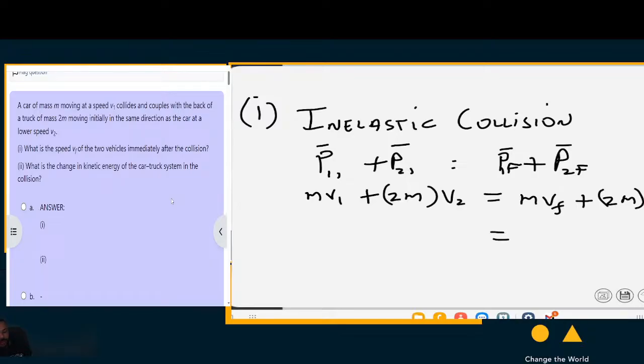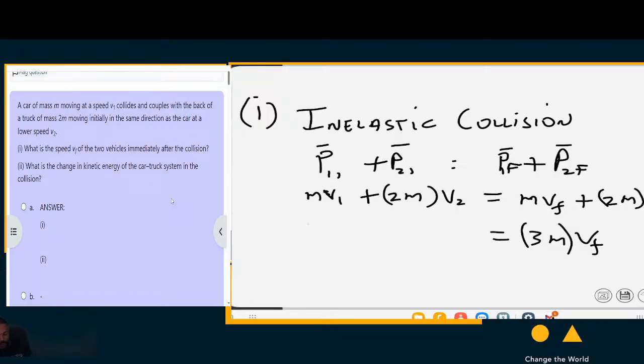Now we need to make Vf the subject of the formula. We can take out Vf. We are left with m plus 2m, which is just 3m Vf. If you cannot do that particular algebra there, please review your notes.